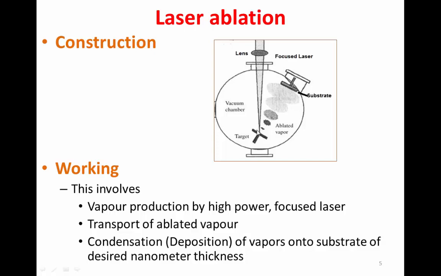The ablated vapors will be transported in this direction, and in the third step, the condensation, that is deposition of these vapors onto the substrate, takes place at a desired thickness. These ablated vapors are moving in this direction and they will be depositing onto this particular substrate. The thickness of the deposition can be controlled at nano size. Thus, from this laser ablation technique, the nanofilms can be easily obtained in a given vacuum chamber by making use of the laser as an incident energy.